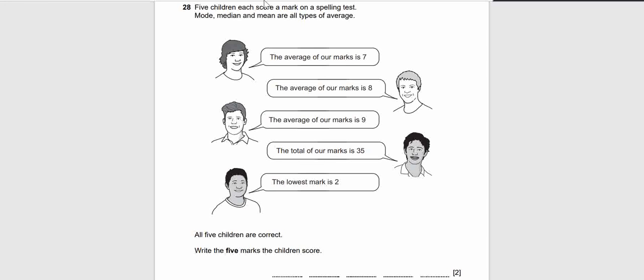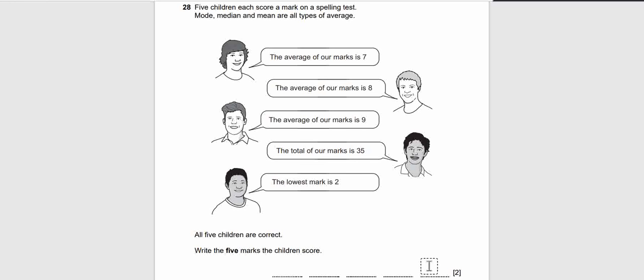Next, question 28. 28 says 5 children each score a mark on the spelling test. Mode, median, mean are all types of average. The average of our marks is 7. The average of our marks is 8. The average of our marks is 9. The total of our marks is 35. The lowest mark is 2. So all 5 children are correct. Write the 5 marks. You have 10 seconds. 10, 9, 8, 7, 6, 5, 4, 3, 2, 1.